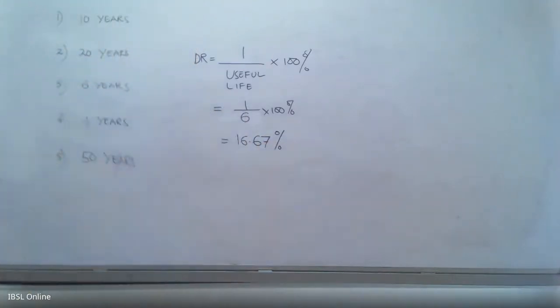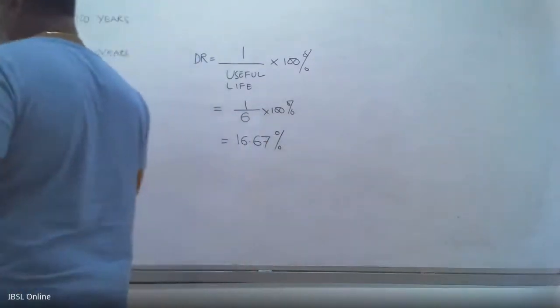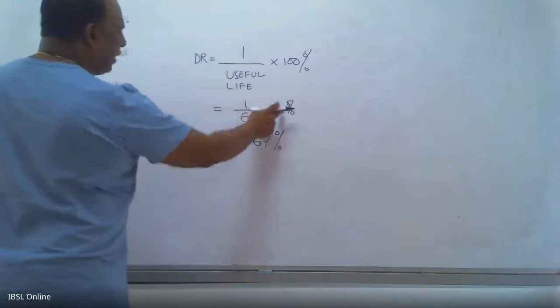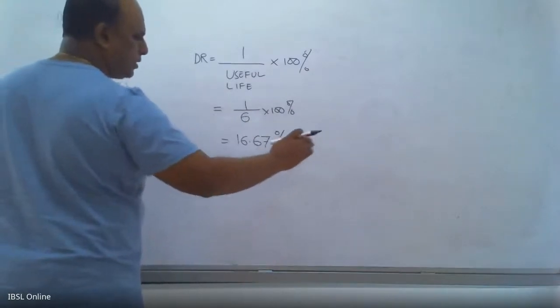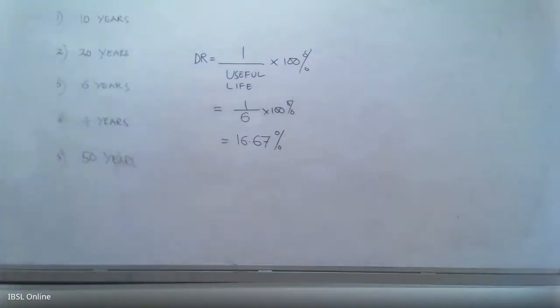Okay, so the percentage need not always be a round number like 5, 10. It could be something in decimals also. So when you divide 100 by 6, you get 16.6666 something. So I have rounded it off to 2 decimals. Yes, some of you have said 16.66. Yes, that is also correct. But when you round it off to 2 decimals, it will be 16.67.